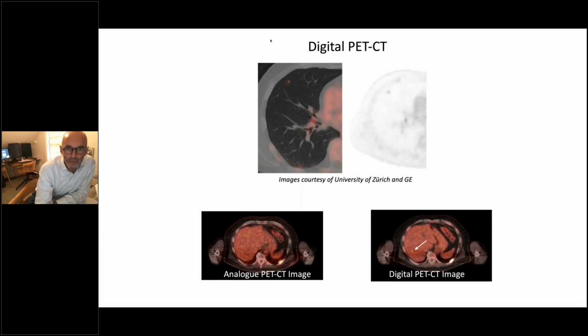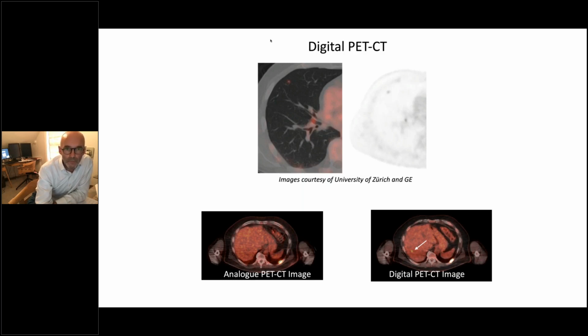GE, Siemens and Philips have developed digital PET scanners, and they are now able to identify nodules that are FDG avid in the lung or liver that were not avid before. And if your algorithm hasn't been trained or validated on these nodules, what is it to make of them? Does it ignore them? Does it overcall them?